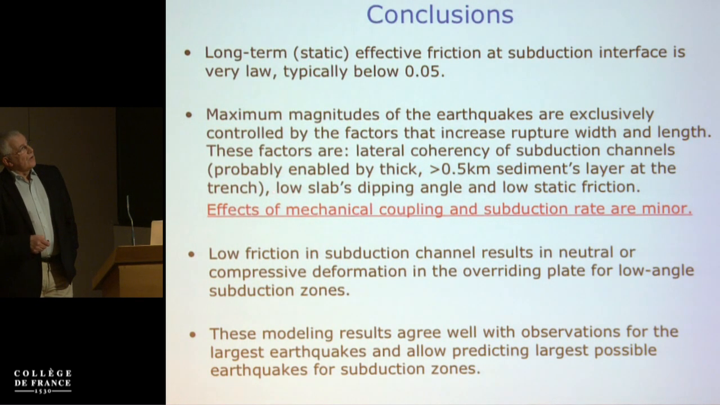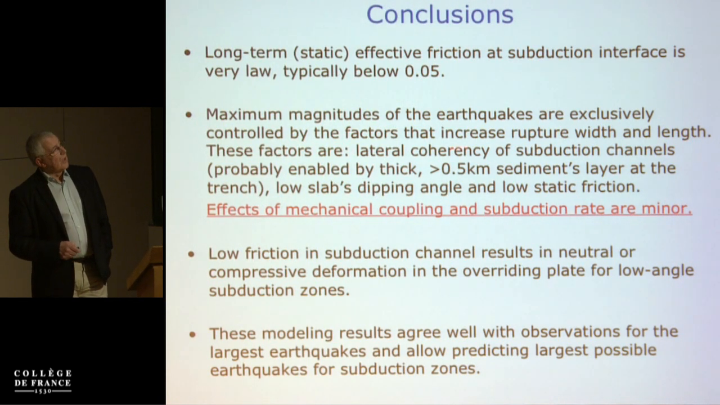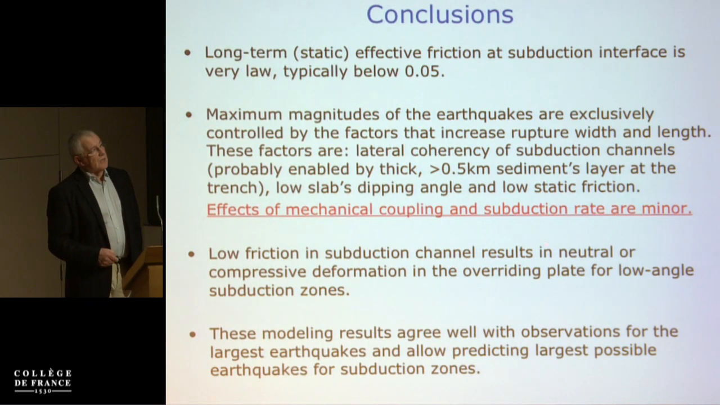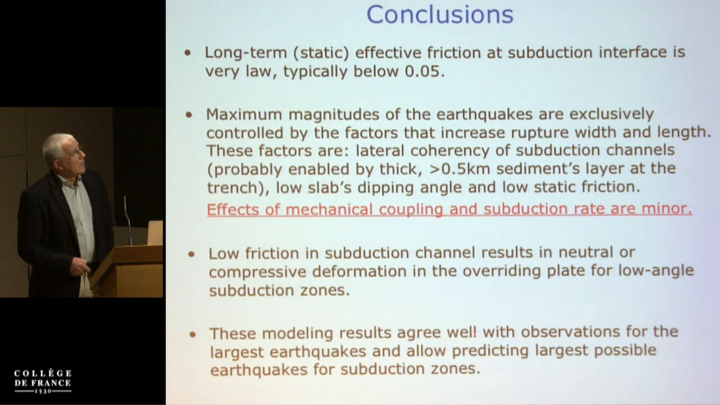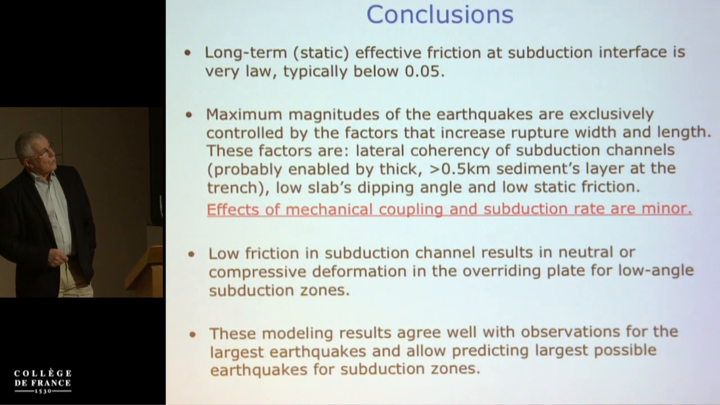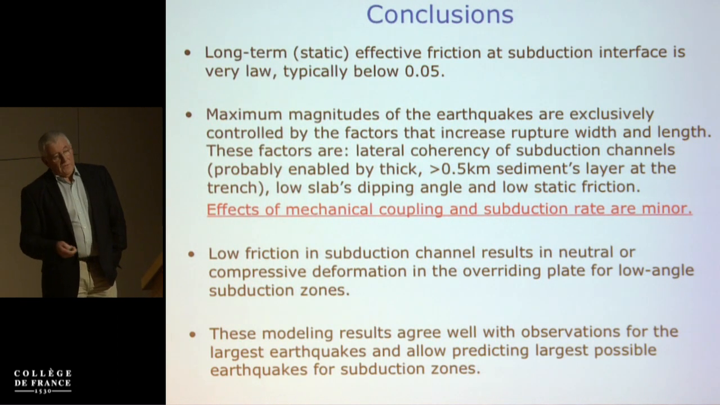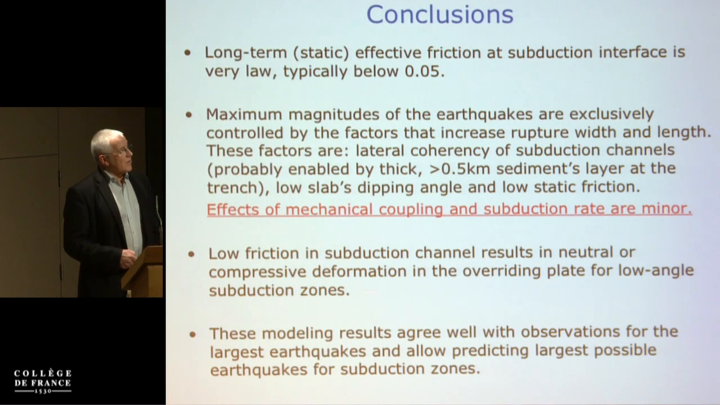And actually, the low slab dipping angle is the most important factor, and the effects of mechanical coupling and subduction rate are just a minor effect. Low friction in the subduction channel results in neutral or compressive deformation in the overlying plate if it has a low angle of subduction. And all these modeling results fit quite well to observation. Thank you.